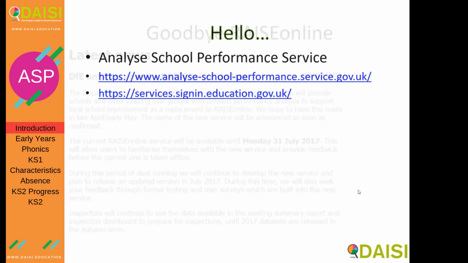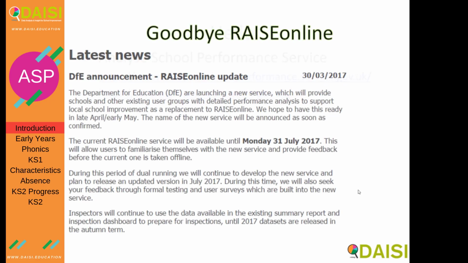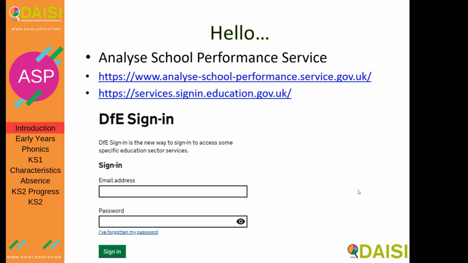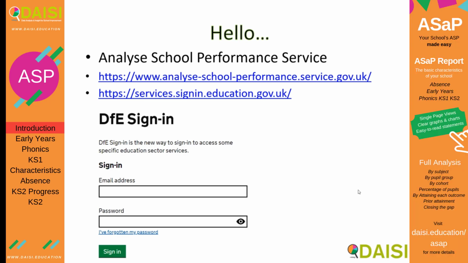Now, ASP, you now log in using the DFE sign-in. So this is no longer through Secure Access. It used to be that you had to log into Secure Access, click on Analyse School Performance, and then log in again into another sign-in. Well, now you don't have to do that. Instead, all you need is a DFE sign-in credentials, an email address, and a password. And as I say, you don't have to go to Secure Access.